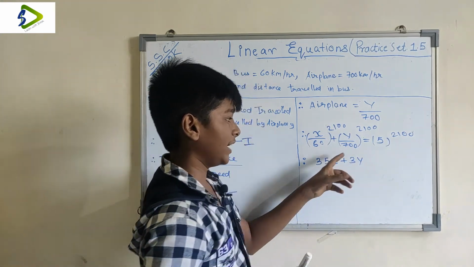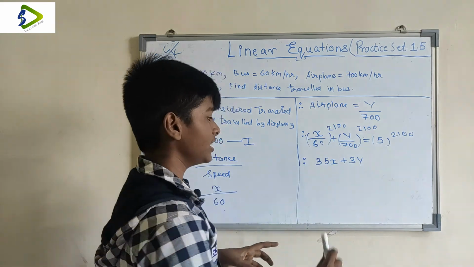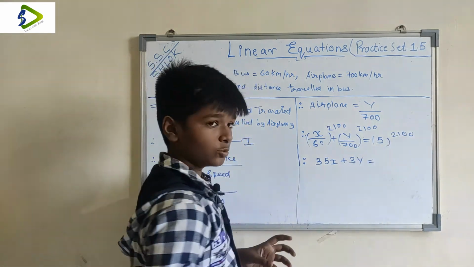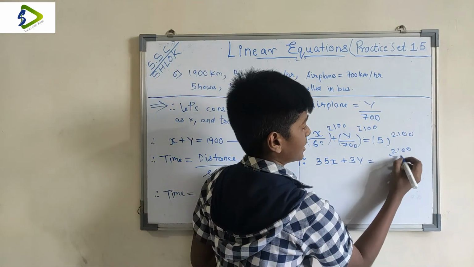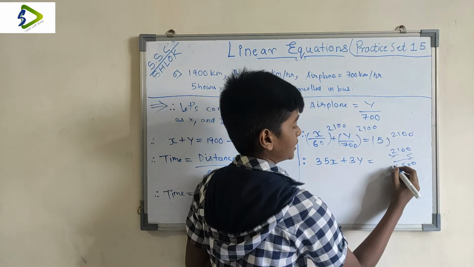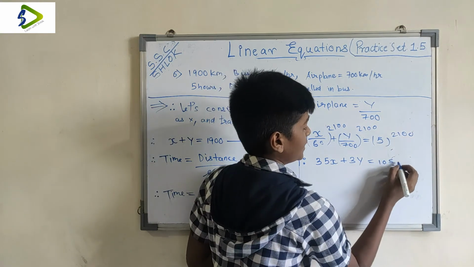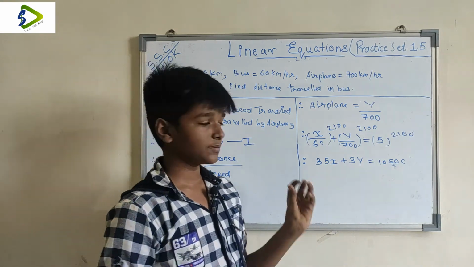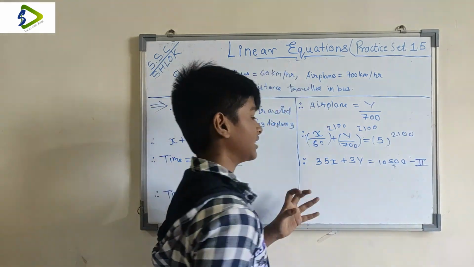Now you might ask why. 700 times 3 is 2100, and 60 times 35 is 2100. So you get 35x plus 3y is equal to 5 times 2100, which is, let's do that, 2100 times 5: 5 zeros are 0, 5 ones are 5, and 5 twos are 10. So your answer becomes 10500. Okay, so our next equation that we got is 35x plus 3y is equal to 10,500, and let's consider this the second equation.